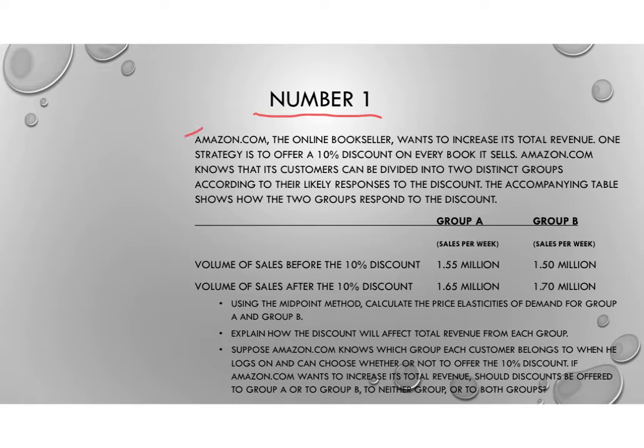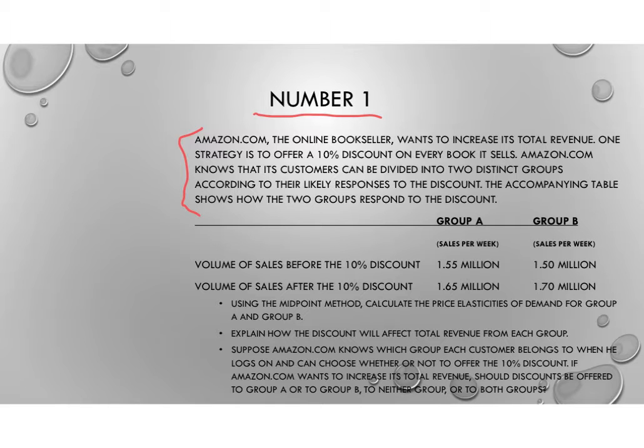This question is pretty straightforward. It really focuses on price discrimination. We're looking at a question where Amazon, the online bookseller, wants to increase its total revenue. That's a shocker, right? So Amazon's looking to make some more money. And one strategy is to offer a 10% discount on every book it sells. So the idea with the 10% discount is a 10% reduction in price.